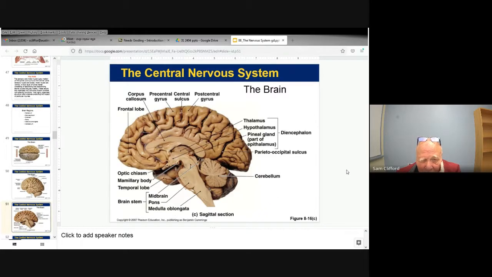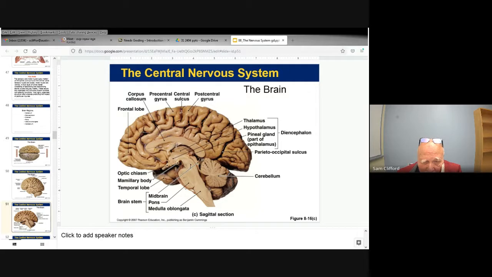Take a cross-section of the brain. There'll be questions on the sheep brain that will look very similar to this. So there's the frontal lobe, here's the corpus callosum, which connects the two hemispheres. The precentral gyrus is where the motor cortex is. The central sulcus is a large depression that separates the precentral gyrus from the postcentral gyrus. So this is the cerebrum.